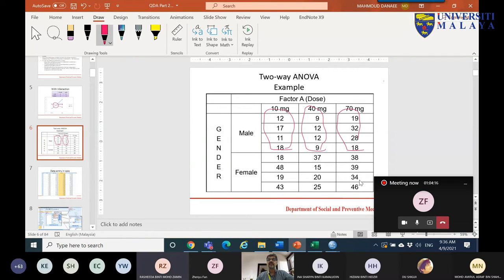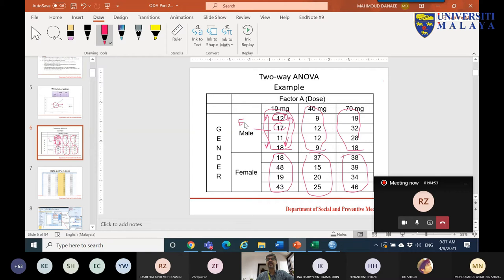So what about the replication, doctor? Sorry. We replicate the outcome, is it? I'm not clear about the replication. Replication is the number of subjects who has been exposed to the same treatments. For example, because we cannot use only single observation under each treatment. So replication is your sample size, something like that. In experimental study, we replicate. Why? Because we are able to calculate the error.